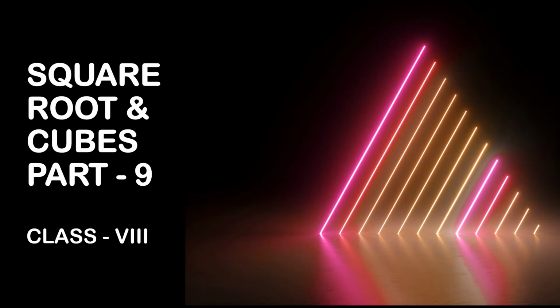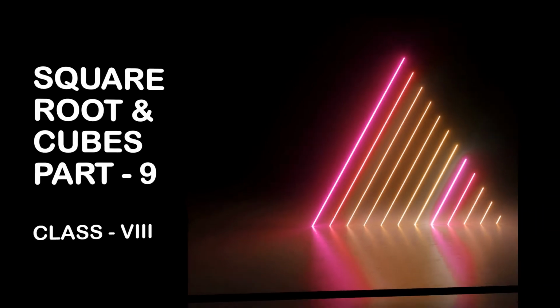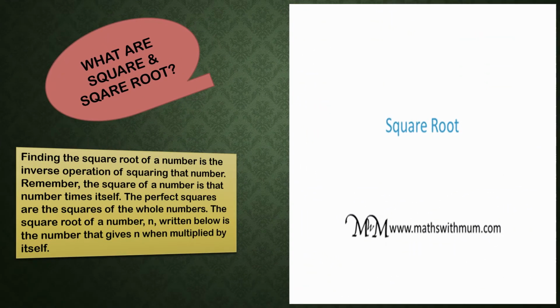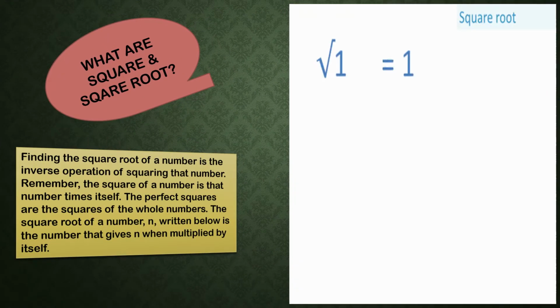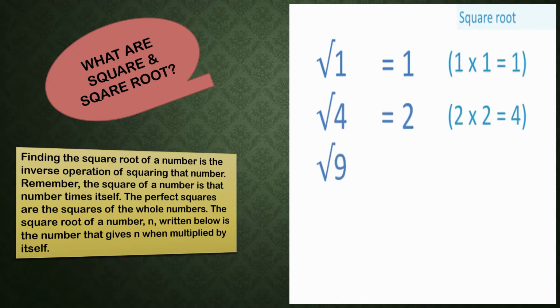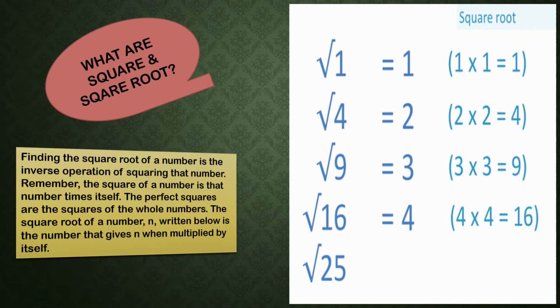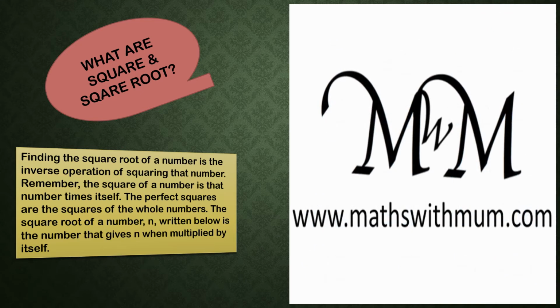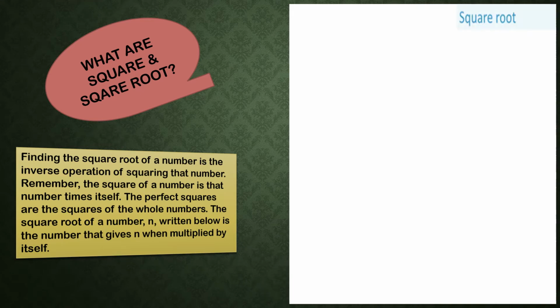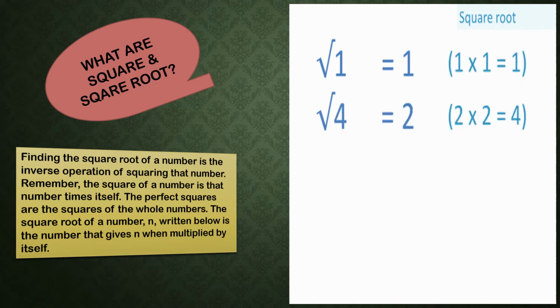Today, I am going to discuss another interesting part of square root and cubes. What are square and square root? Finding the square root of a number is the inverse operation of squaring that number. Remember, the square of a number is that number times itself. The perfect squares are the squares of the whole numbers. The square root of a number n is the number that gives n when multiplied by itself.